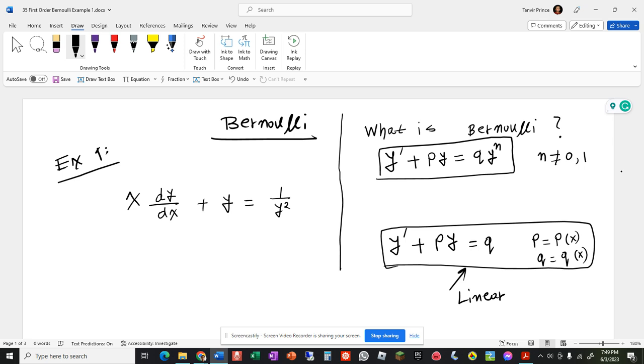And if it is Bernoulli, then the substitution that we are going to make is a special type of substitution: v equal to y to the power 1 minus n. So that's the main substitution. V equal to y to the power 1 minus n. And if you do the substitution, the Bernoulli will become, at the end of the day, linear or separable.